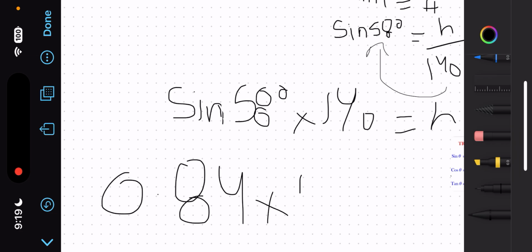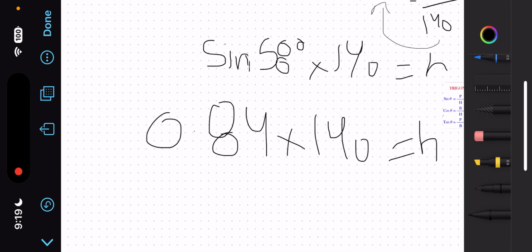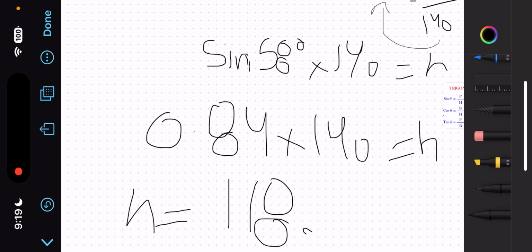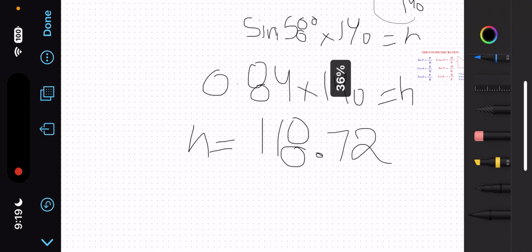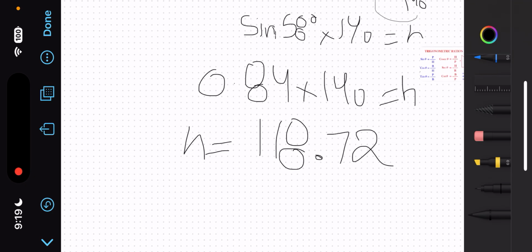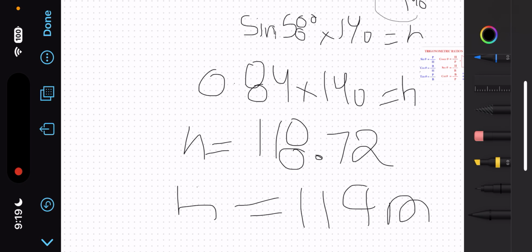Multiplied by 140 is equal to H. Now if we multiply 0.84 with 140, we would most likely get around 118. Yes, we will get H is equal to 118.72. Now we will use estimation here, so we will consider that H is equal to 119 meters.